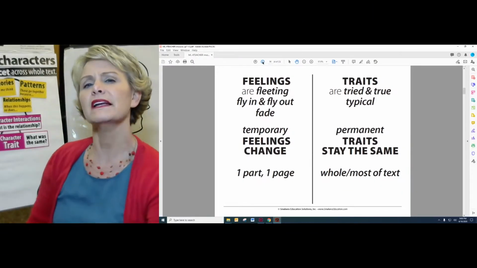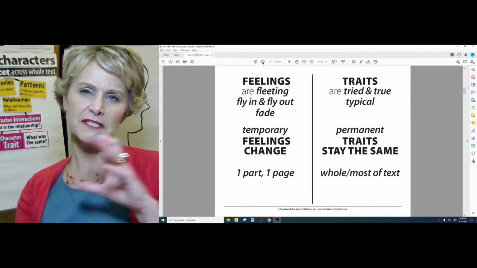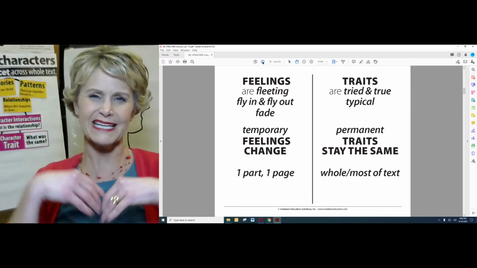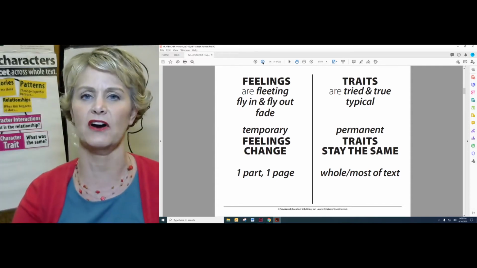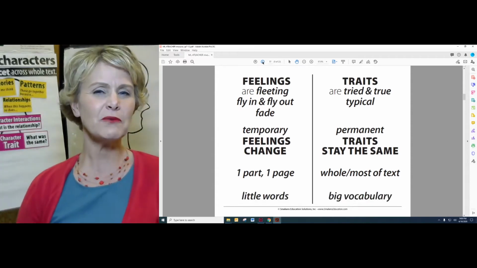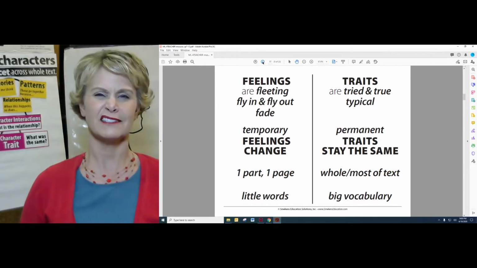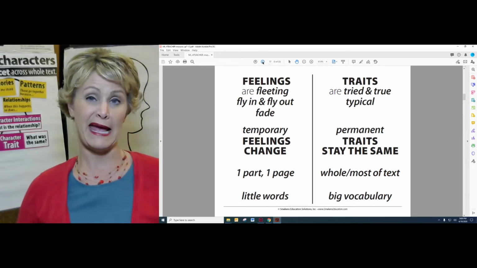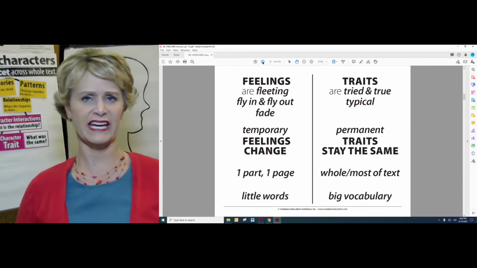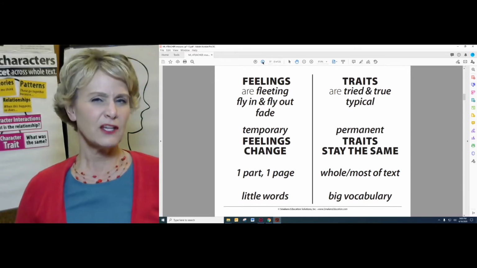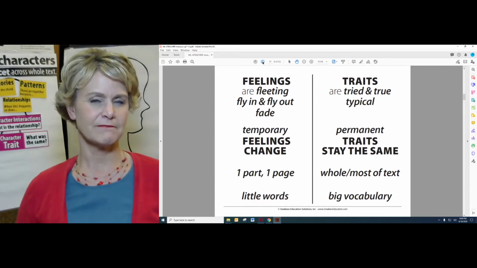Okay, so one other thing to keep in mind in terms of differences between feelings and traits: they're both on the inside, but traits are tried and true, always like that, all right, this character. The other way to tell the difference between feelings and traits is feelings are little words, mad, sad, glad. They're just little dinky words. Traits are bigger vocabulary words.